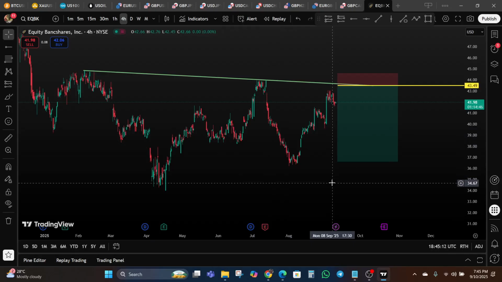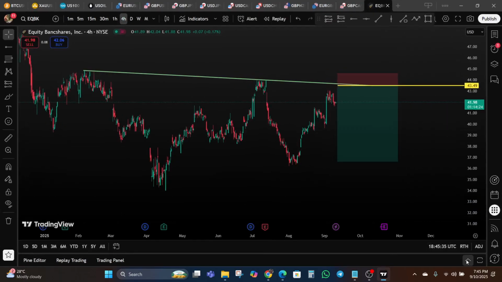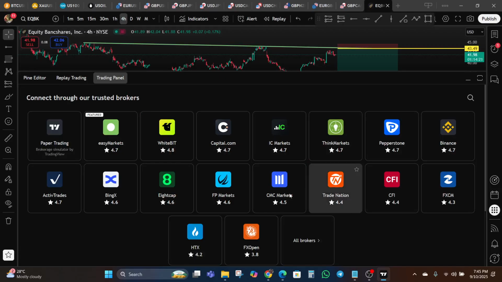To summarize, learning how to start equity trading for beginners involves a few key steps. First of all, you need to understand what equities are and why prices move. It's very important that you do that. Secondly, you have to choose a reliable broker, which is super important, one that offers you the right tools and support. Thirdly, you have to practice using demo accounts before you trade live.